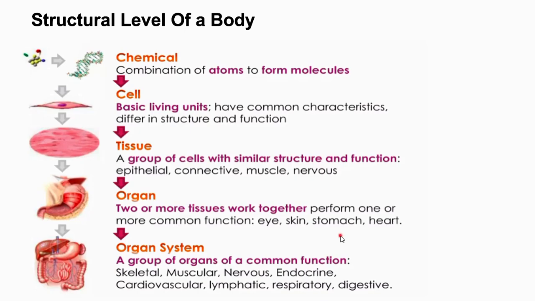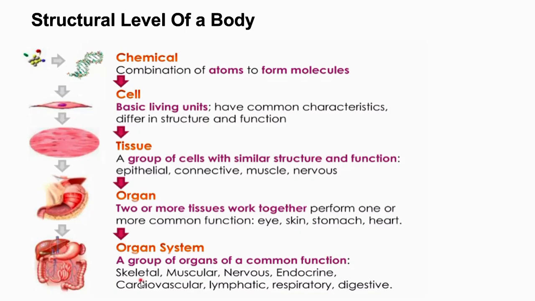So these tissues are going to combine to form what we call an organ. Now, an organ system is a group of organs of a common function. An example of an organ system we can give is the skeletal system.